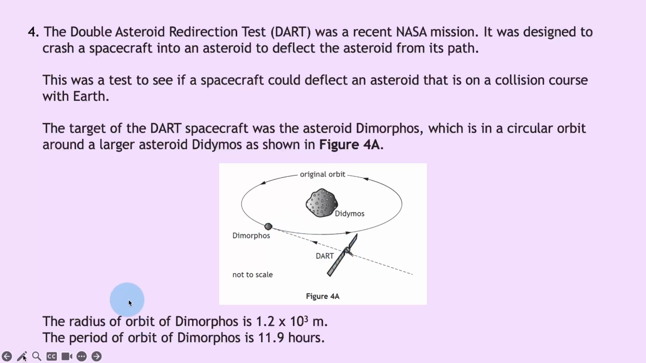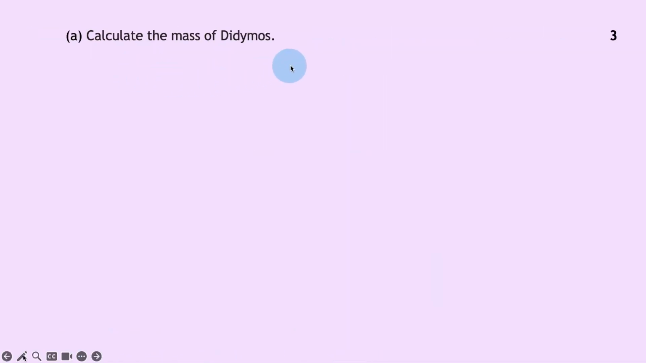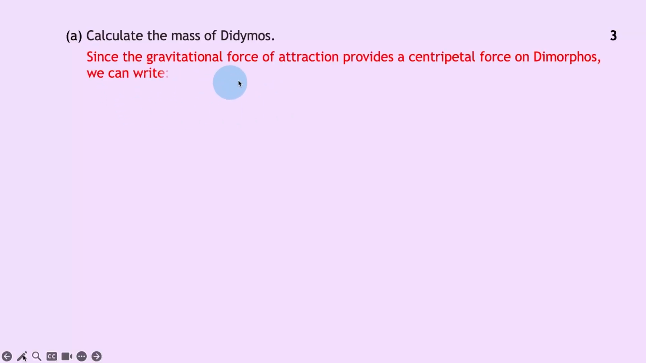It then tells us the radius of orbit of Dimorphos is 1.2 times 10 to the 3 meters and the period of orbit of Dimorphos is 11.9 hours. Part A says calculate the mass of Didymos and there's 3 marks available here. Well, since Dimorphos is a satellite of Didymos, we can use satellite equations here. And we can firstly say that since the gravitational force of attraction provides a centripetal force on Dimorphos, we can write that Fg equals Fc, where Fg is a gravitational force and Fc is a centripetal force.